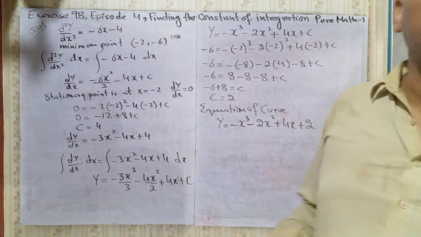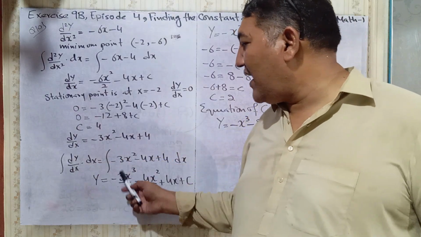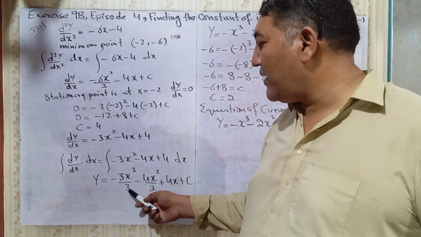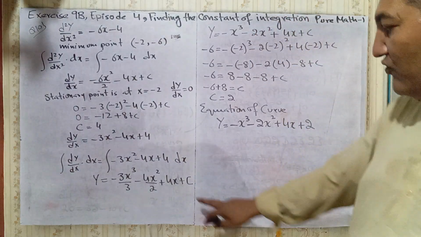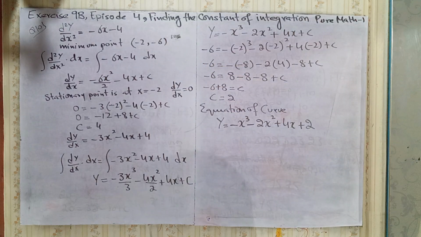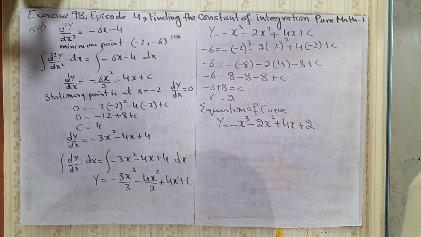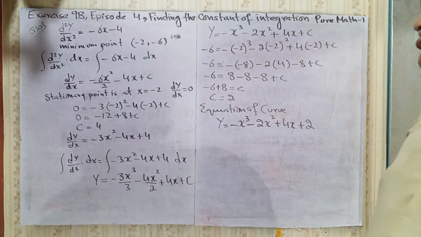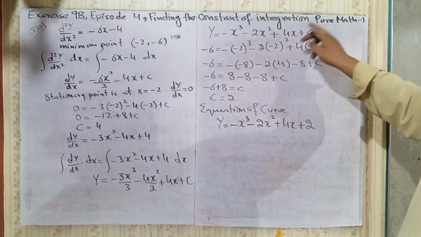So I will once again integrate both sides. This will become y equals minus 3x cubed by 3 minus 4x squared by 2 plus 4x plus c. Now I need to find the value of this c. The curve is passing through this minimum point, where the x value is minus 2 and the y value is minus 6. So y will be equal to minus x cubed minus 2x squared plus 4x plus c.